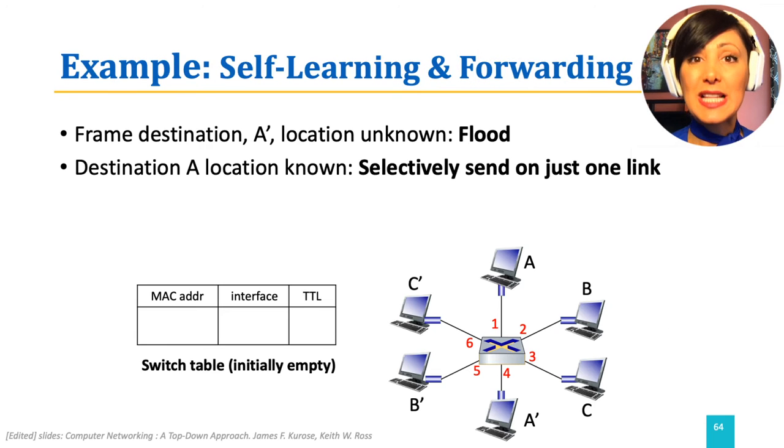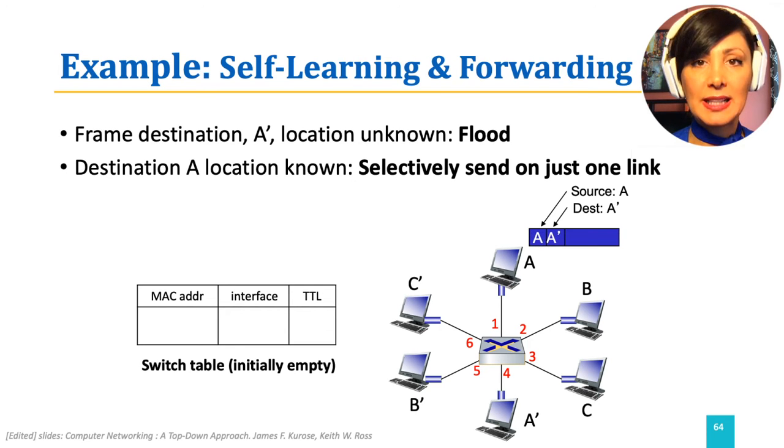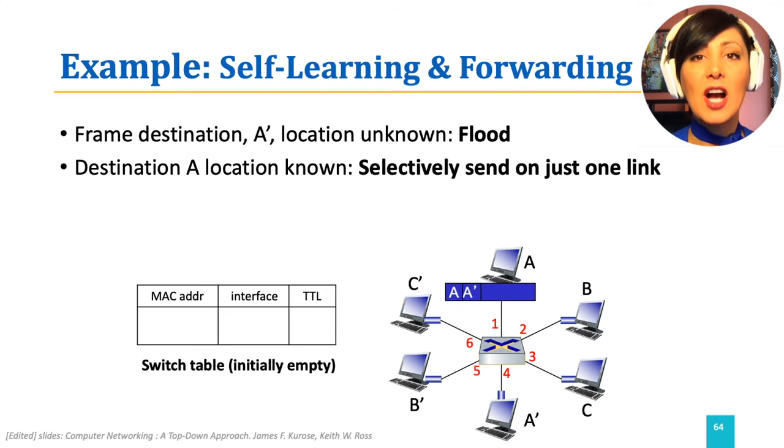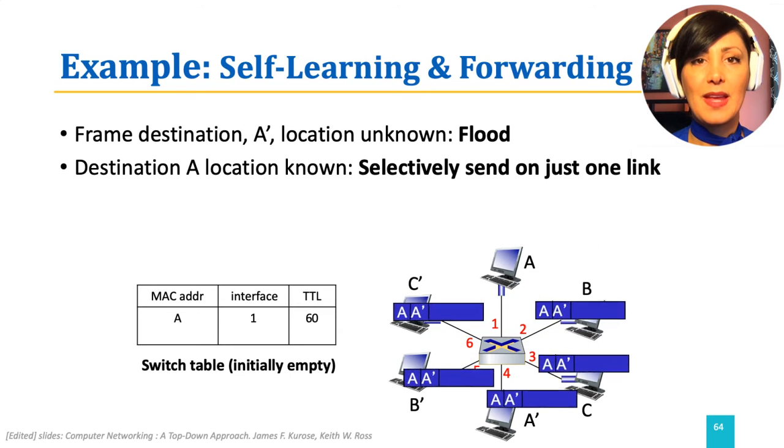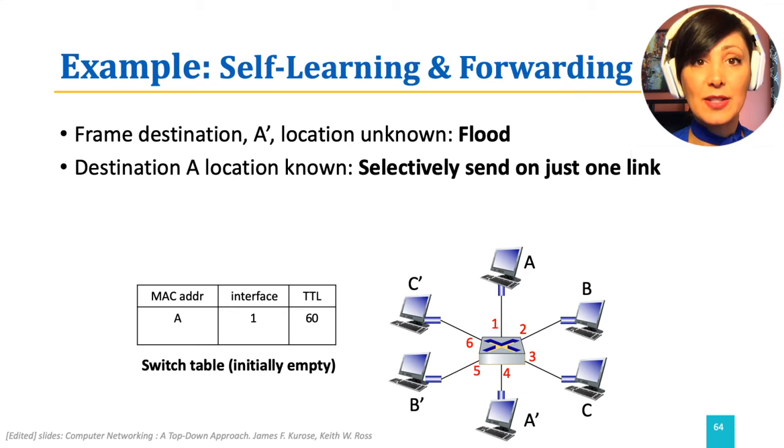interface. For example, if in the figure, a frame with source A and destination A' arrives at the switch when the switch does not have an entry, the entry for source MAC A with incoming link 1 will be recorded on the table. Then, since the MAC address for A' is not available in the switch table, the switch will flood the frame on all of its interfaces except for port 1, since that is the port the packet came from.